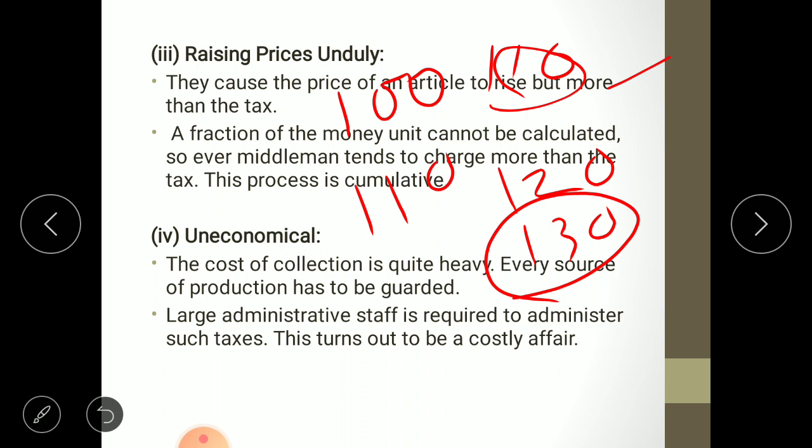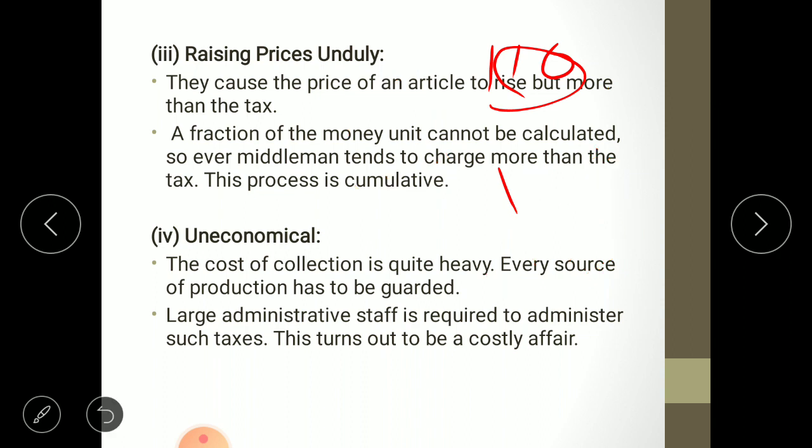Cumulative means the manufacturer has increased the price, the wholesaler has increased the price, and the retailer has also increased the price. So due to this cumulative effect, in indirect taxes, the price of the product rises unduly more than the increase in tax. In this example, the increase in tax is only 10 rupees, but the increase in the price of the product is 30 rupees. So that is more than the increase in tax. That is the disadvantage of indirect taxes.